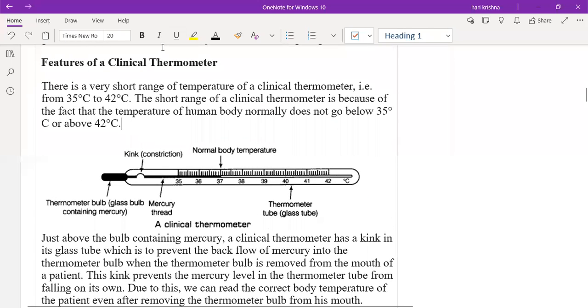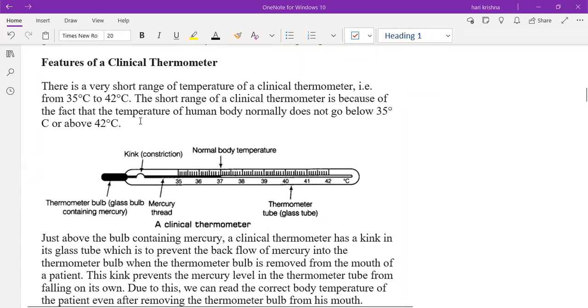I think you have seen this one. Is there anybody who didn't see this clinical thermometer till now? Sir, I have seen. Everyone has seen, right? Yes, sir.